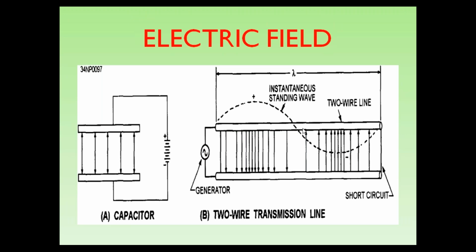So the instantaneous wave is being transmitted when we generate electromagnetic waves over a distance of lambda.